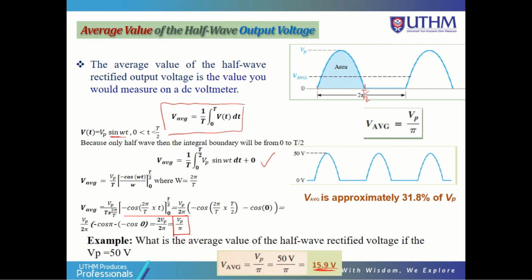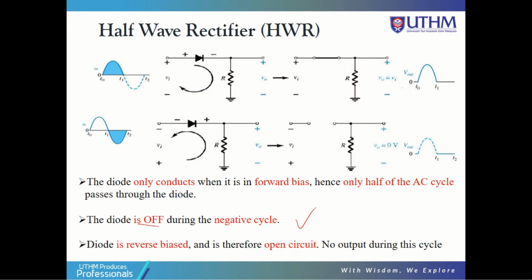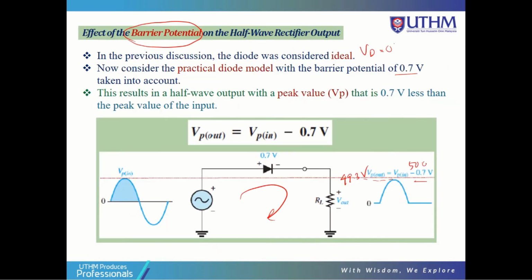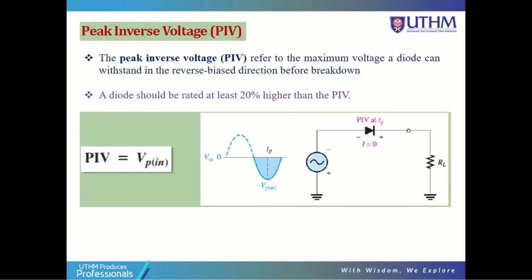So you kena tahu what is the formula for average value, and then the output voltage berapa nilai dia, average value berapa nilai dia. Then bila kita consider practical diode model, berapa output dia kita kena consider 0.7 atau 0.2 0.3, and then peak inverse voltage. So peak inverse voltage ni maksud dia apa? Refer to the maximum voltage a diode can withstand in the reverse bias direction before breakdown. Breakdown ni maksudnya sebelum dia damage lah.